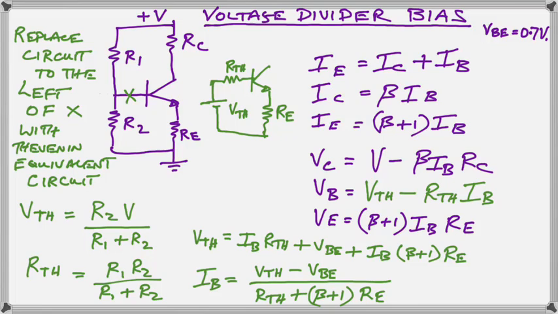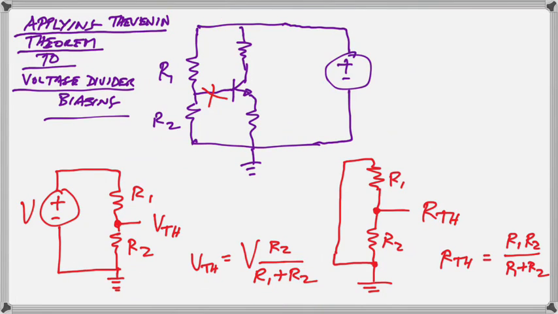Now we're going to talk a little bit more about the Thevenin equivalent circuit as it relates to the voltage divider biasing. I've drawn it again over here so I can explain it a little better. The first diagram here shows that we're starting with this voltage and it's being divided down across here so that VTH is a fraction of V, and that is just R2 over R1 plus R2, so that explains that one.